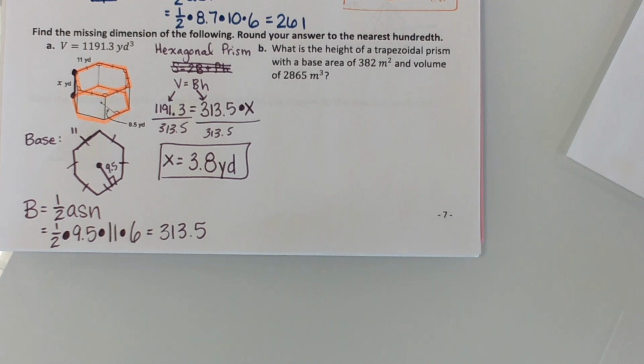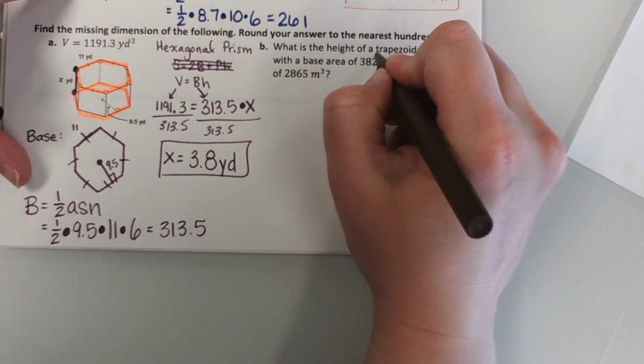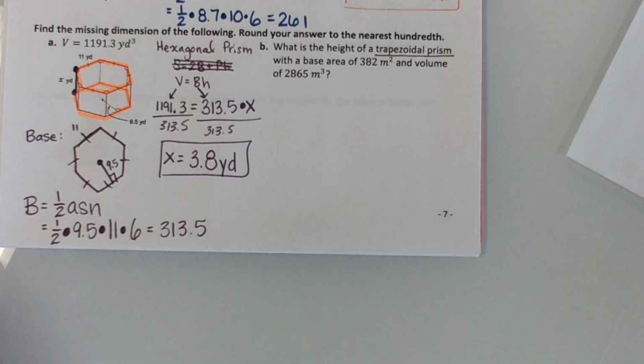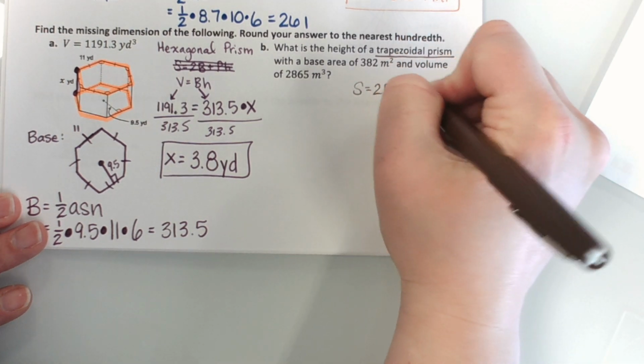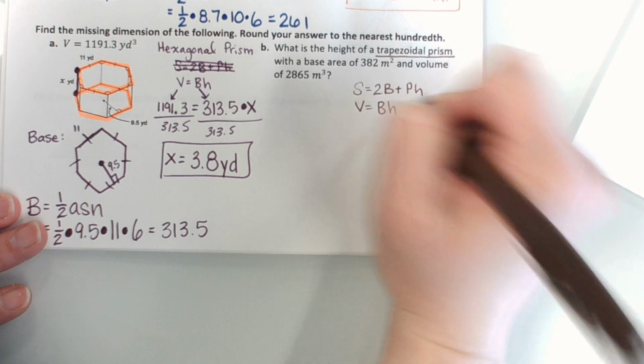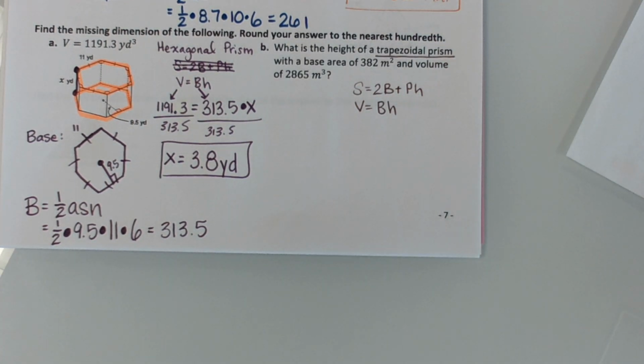Okay, we got one more problem that we're looking at. It says, what is the height of the trapezoidal prism with a base area of 382 meters squared and a volume of 2,865 meters cubed? Trapezoidal prism. Guess what? I know what shape it is. Being a prism, that means we got that formula and we got this formula. Which of those two formulas is going to be helpful?